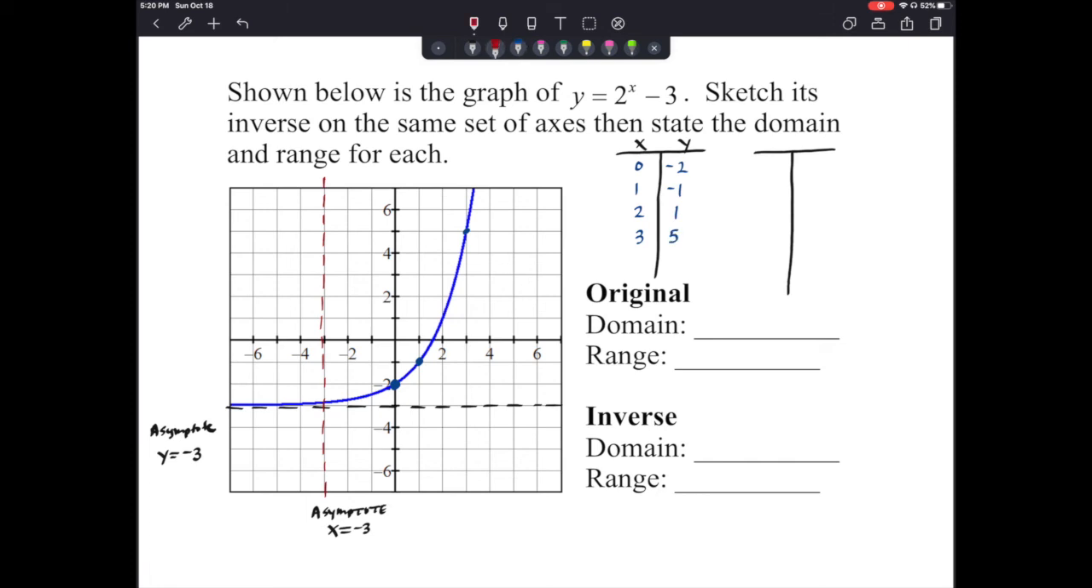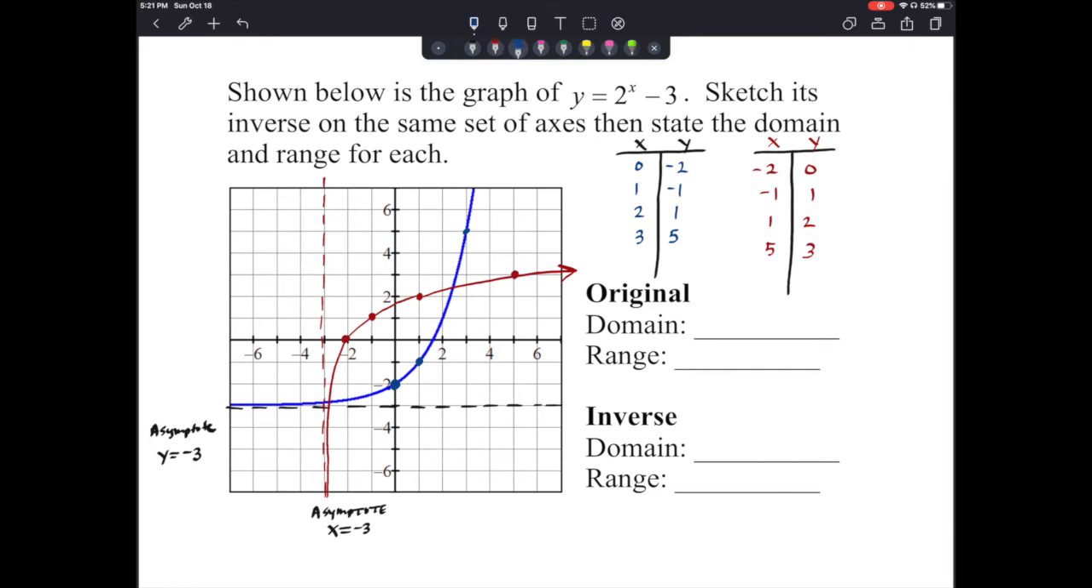For our inverse function, we know that those are going to switch places. So we're going to have one at -2, 0. We're going to have one at -1, 1. We'll have one at 1, 2, and 5, 3. And let's just plot those. So -2, 0, -1, 1, 1, 2, and 5, 3. And we can see it's going to run right along the asymptote, come up, hit, curl out, and then shoot out this direction.